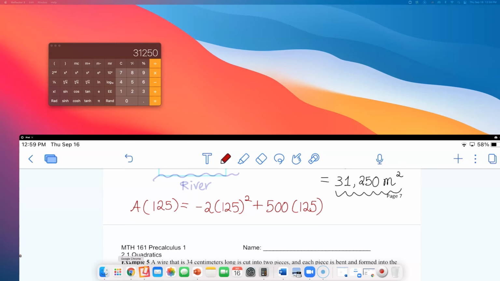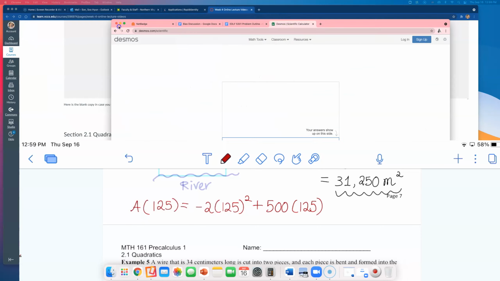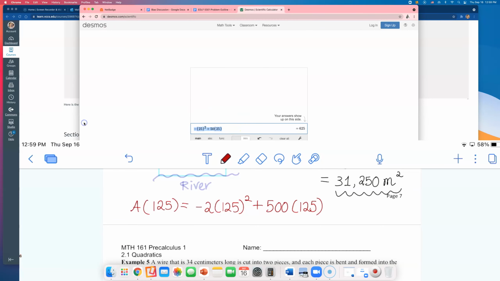For that one, it's multiple operations, so I'll go ahead and use a scientific calculator, okay? So I'll do negative 2 times 125 squared plus 500 times 125. That came out to be the same measure. So I think we did it right.